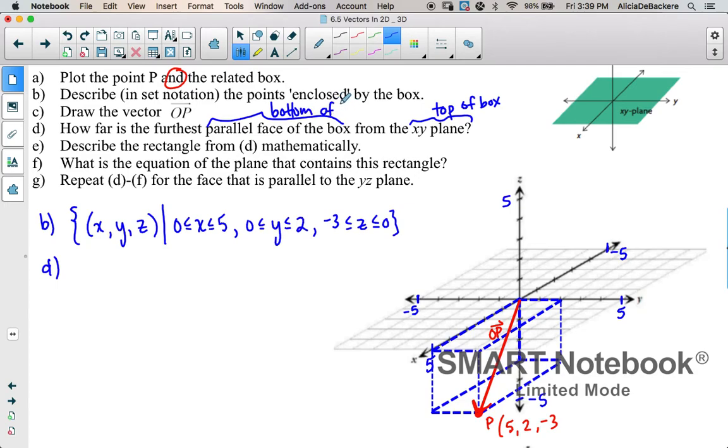So first I had to figure out, right, which side was I talking about, and then which one is the furthest parallel from that. So I'm talking about this bottom, and how far is it from the top? Well, it's 3 units down. So really breaking down the question there was the hardest part of that one. Okay, part E, we're going to describe the rectangle from D mathematically. So now I want to describe all of the points that I'm going to see on the bottom of the box. So here we're asking about the bottom.